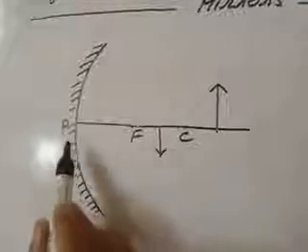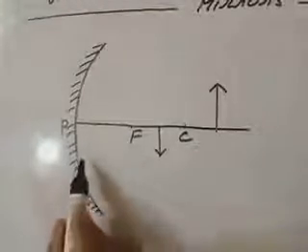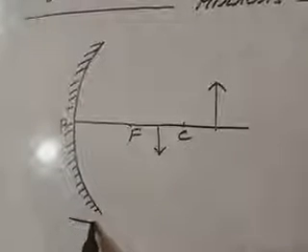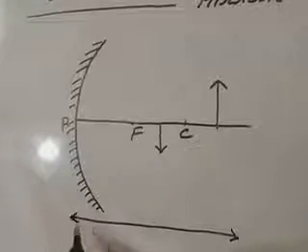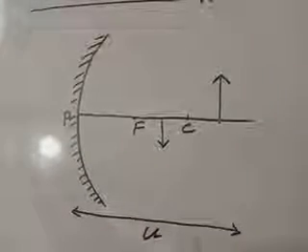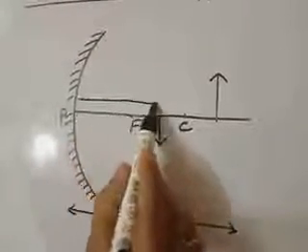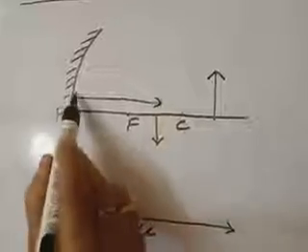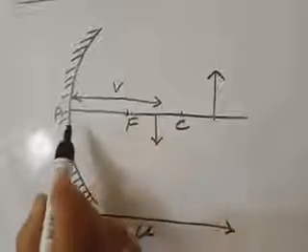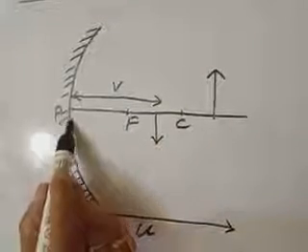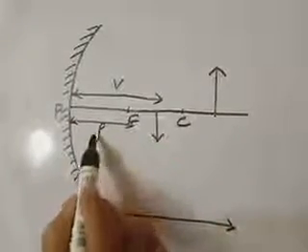First of all, the distance of the object is measured from the pole to the object. This is the object distance, and it is denoted by U. From the pole to the image is the image distance, and it is denoted by V. And you already know the distance between the pole and the principal focus is denoted by F. So this is your F.